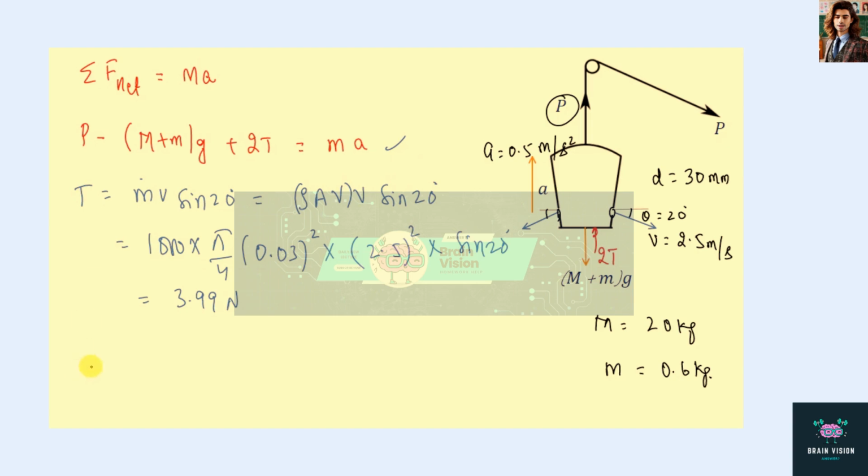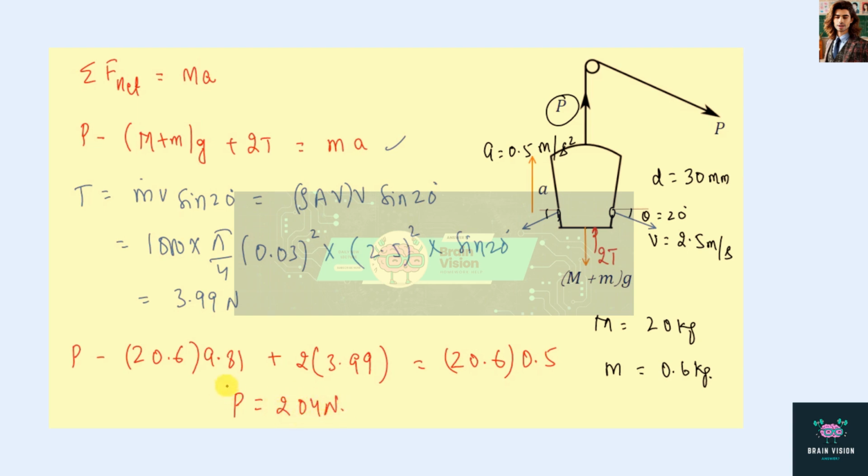So P that we have to calculate, minus (M plus m), which would become 20.6, so 20.6 times g, which is 9.81, plus 2 times 3.99, is equal to the mass of the system, which is M plus m, so it would be 20.6 times acceleration, which we have as 0.5 meter per second squared. So from here we can easily calculate the value of P, and it comes out to be 204 Newton. So this is the required answer.